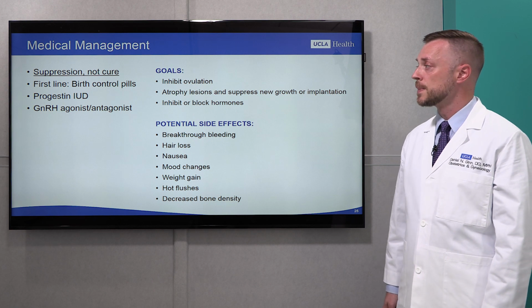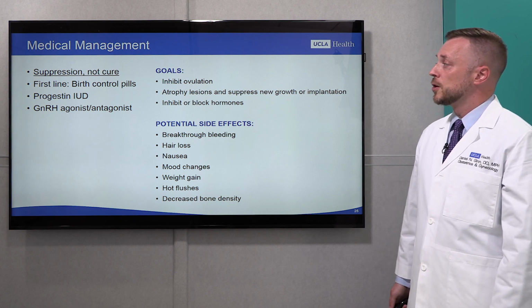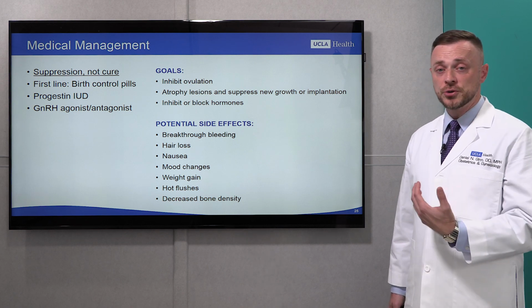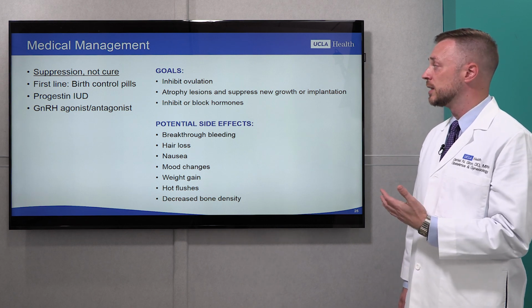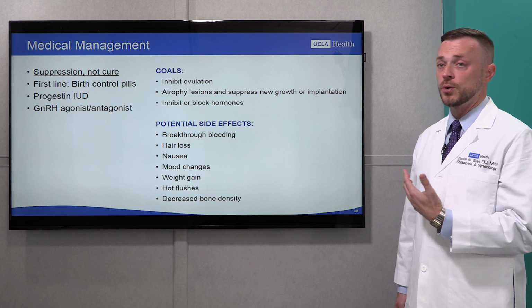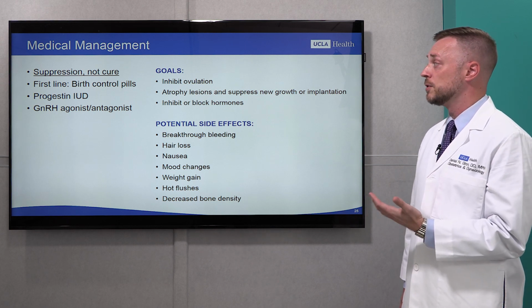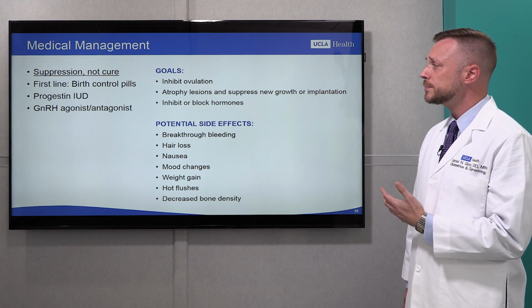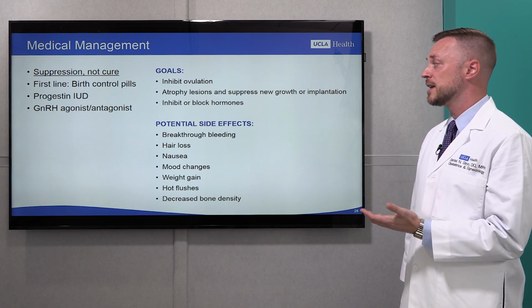estrogen and progesterone. In any case with medical management, the goals are to inhibit ovulation and hopefully cause atrophy or regression of lesions that are already there, or suppress the new growth or implantation of lesions that may grow in the future. This inhibits and blocks hormones to do that. But these medications often come with side effects.